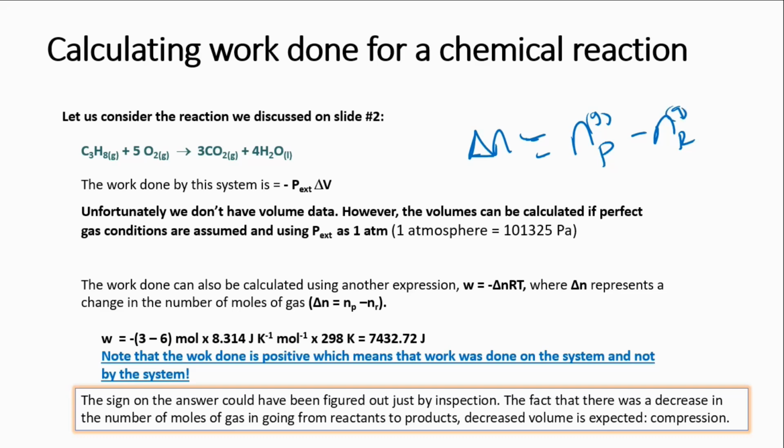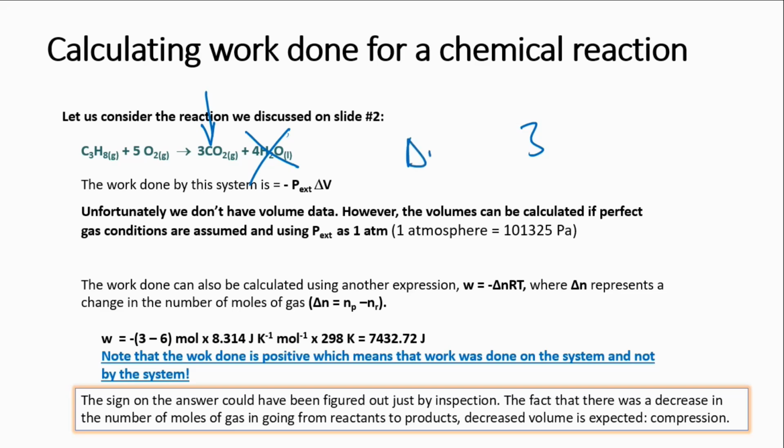So for example, if we consider this reaction, delta n would be, let's look at the gaseous products. Well, water is a liquid, so we don't consider that. The gaseous product is carbon dioxide, 3 moles of carbon dioxide. This is delta n that we are calculating, minus 5 moles of oxygen, which is a gas, and 1 mole of propane, which is a gas. 5 plus 1 is 6. So we end up now with minus 3.